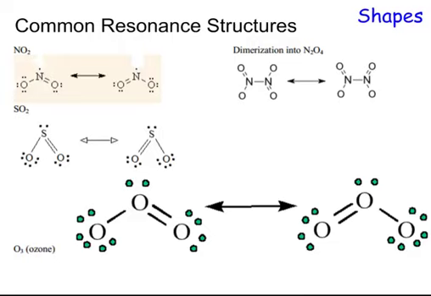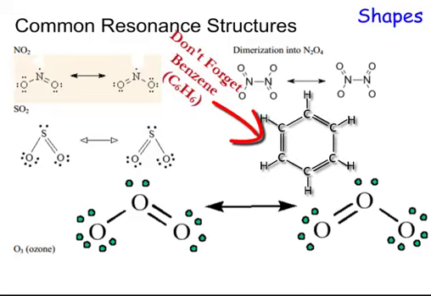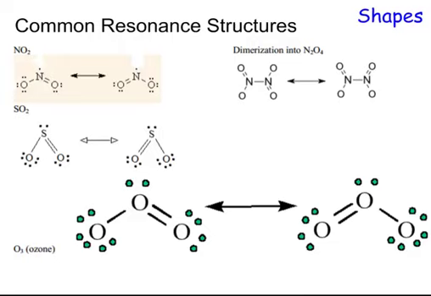We have SO2, sulfur dioxide, which is kind of a bent or angular type shape, and those have bond orders of 1.5 because it's an average. And both bond lengths are exactly the same, and they're between a single and a double bond. And of course, ozone down at the bottom right there. Those are three different resonance structures that you have to know and show up all the time.